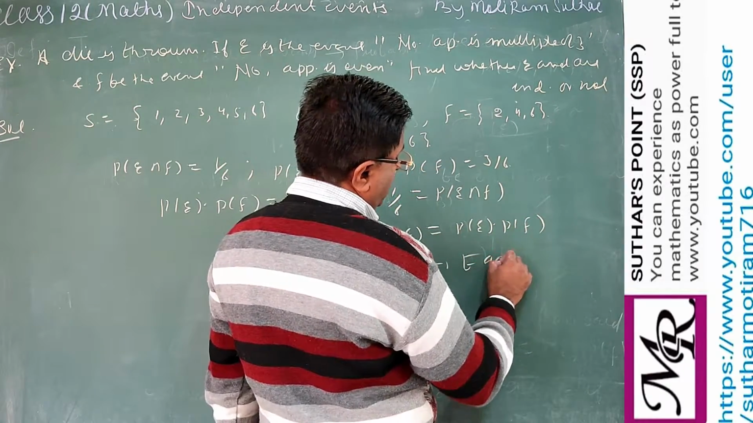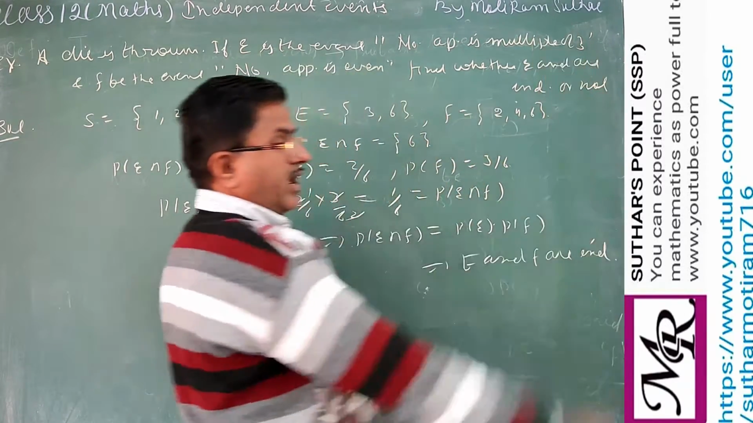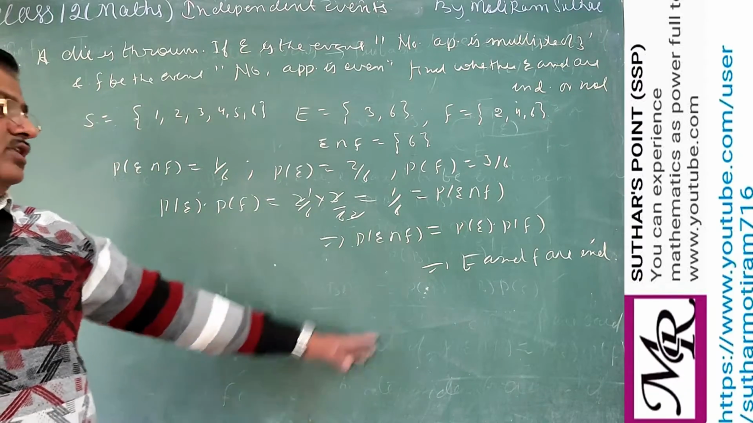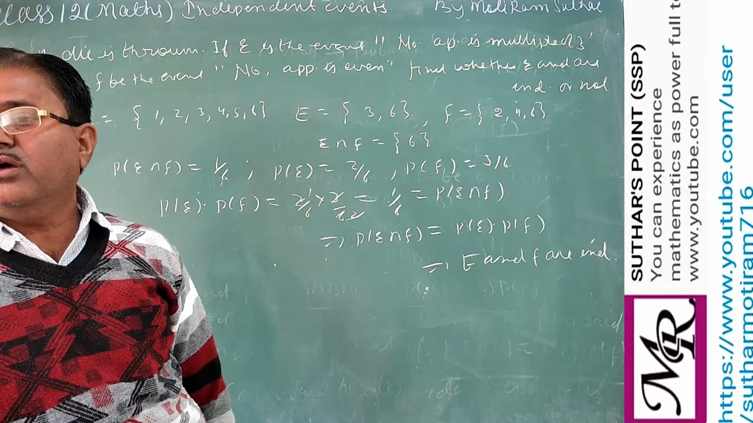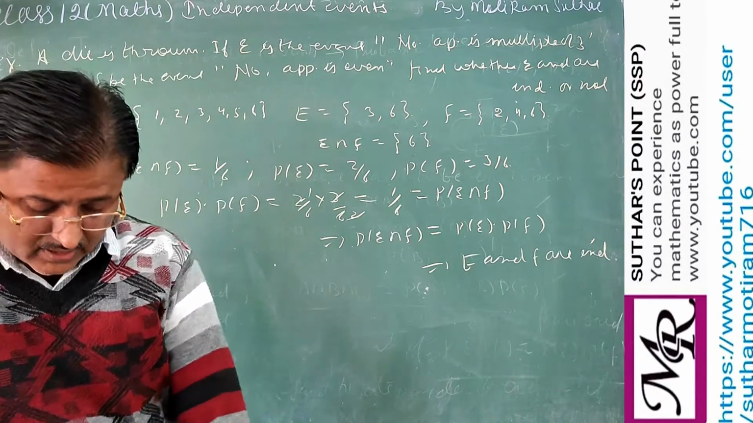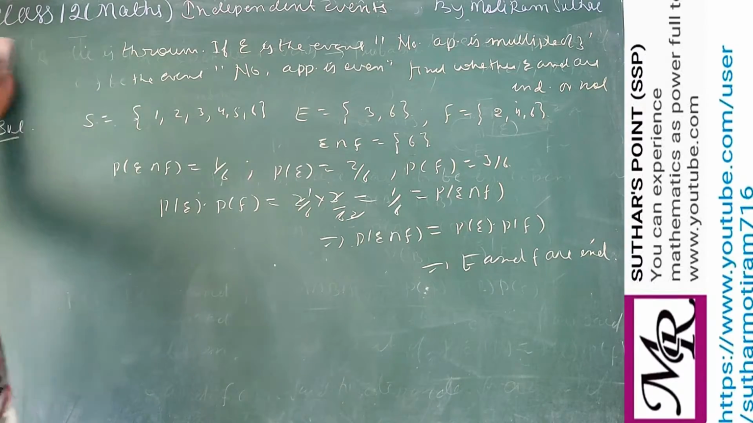Therefore E and F are independent events. So in this way one can prove whether the given events are independent or not. Similarly, we see the next example, 11.